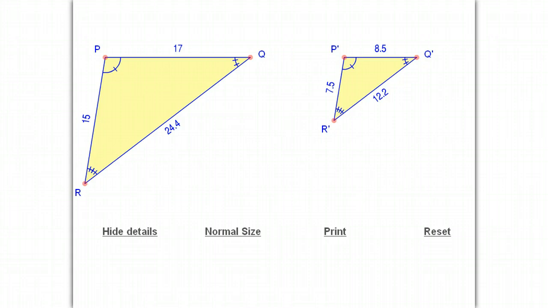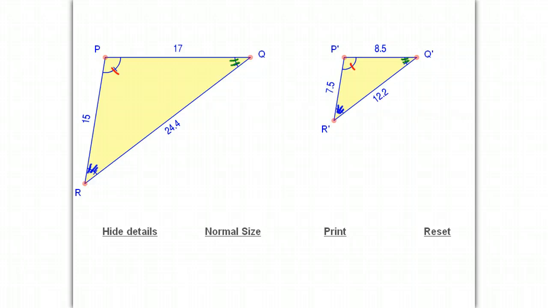Notice that this angle over here has a single line through it. It means it's equal to this angle over here. And this angle here is equal to this angle here. And finally, we have this angle here equal to this one here. So the first thing you should know about triangles that are similar is, besides the fact that they have the same shape but not necessarily the same size, the corresponding angles are equal.